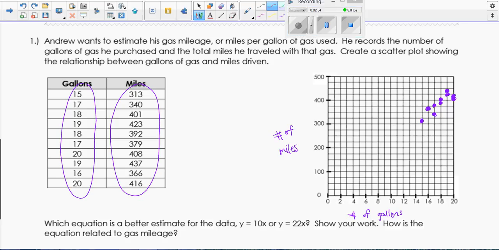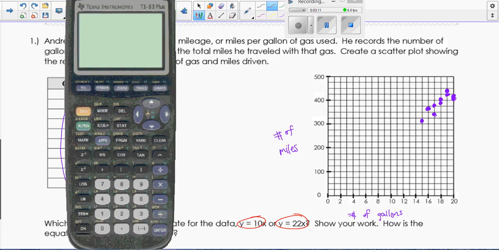Okay, so then if you look down below, it says which equation is a better estimate for the data: y equals 10x or y equals 22x. Show your work. How is the equation related? All right, so let's say that we think that the line y equals 10x is correct. We're going to take our calculator, and let's make sure that we reset it so that it's all in the same place. So go ahead and hit second plus 7, 1, 2, and we'll clear our calculator. Go to y equals, and we're going to type in 10x. Okay, so there's our equation.